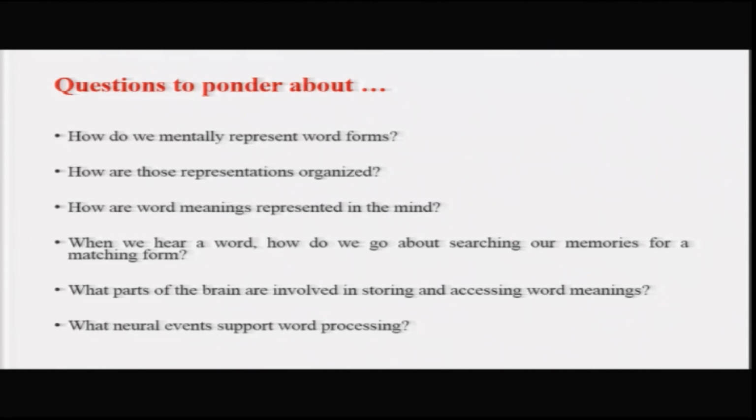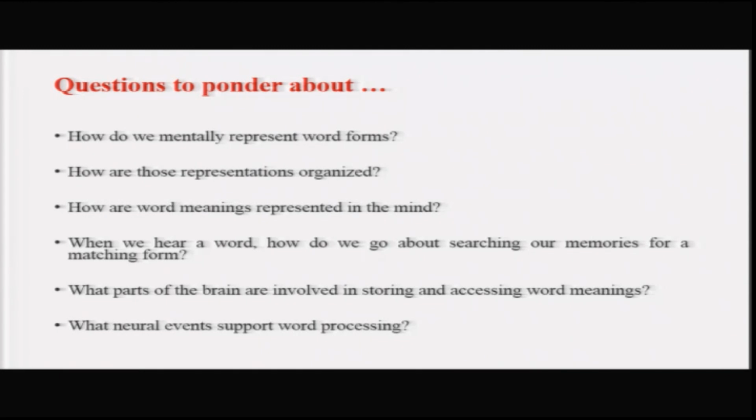So, what are these questions? How do we mentally represent word forms? Where in your head? A lot of students ask me, do we store words at some place in the brain? If we store words at some place in the brain, does, for example, one neuron stand for one word?